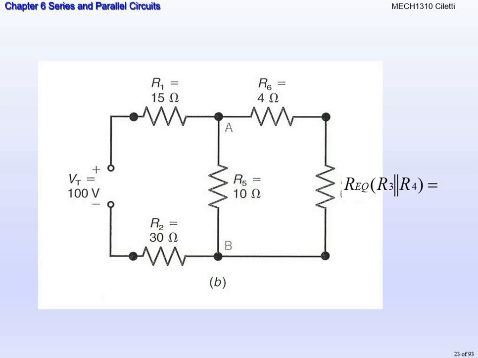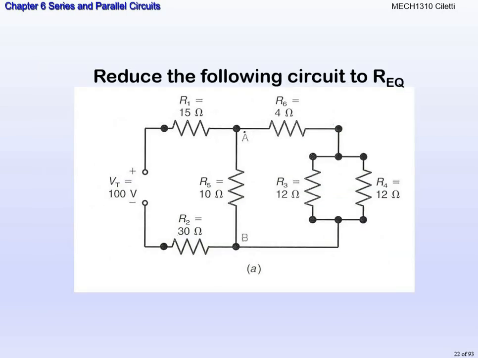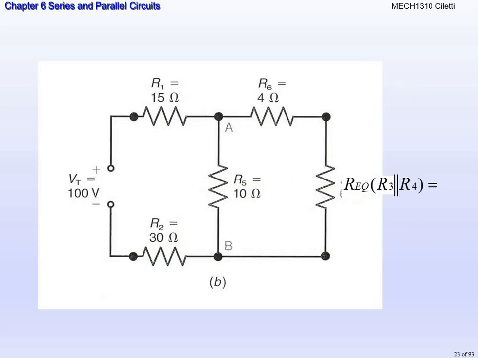Let me step back here. Alright, I'm going to redraw the circuit. Every single step, we're going to redraw the circuit. So we're going to find that parallel combination, 12 ohms in parallel with 12 ohms. Okay? You should be able to get 6 ohms when you do that. Don't think it's 12. Remember, the result has to be less than 12.